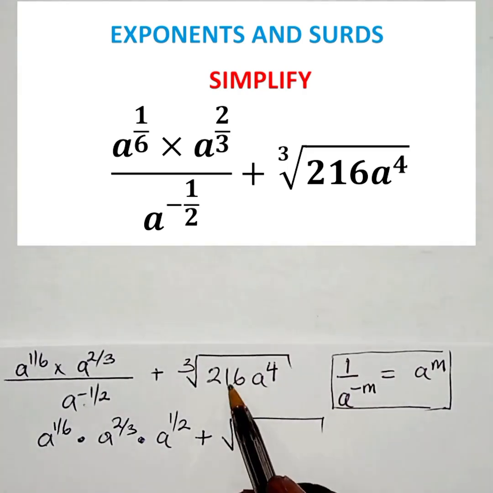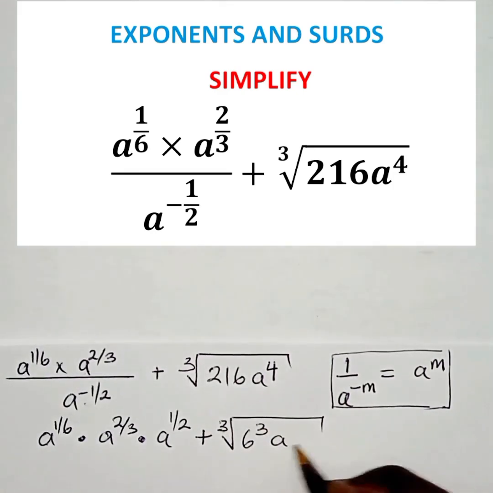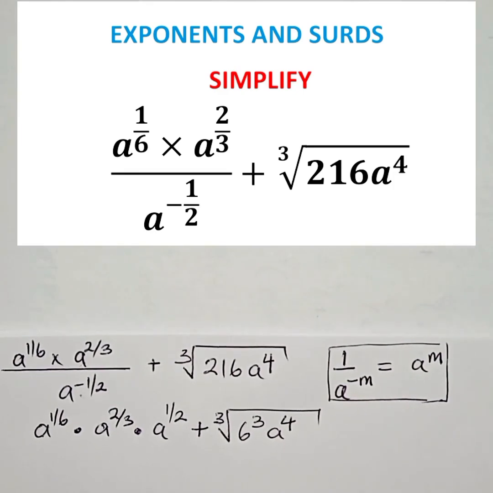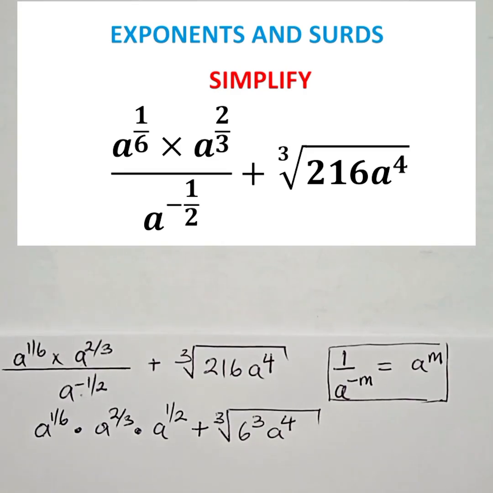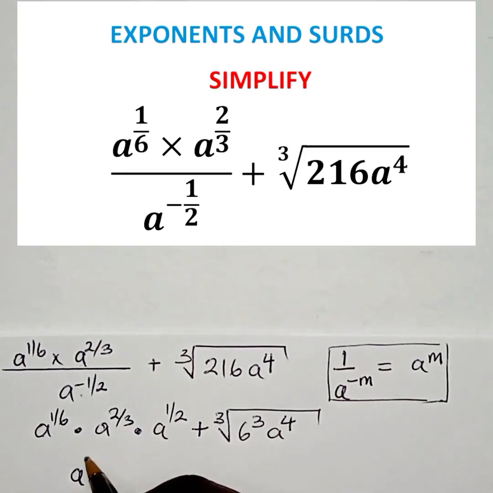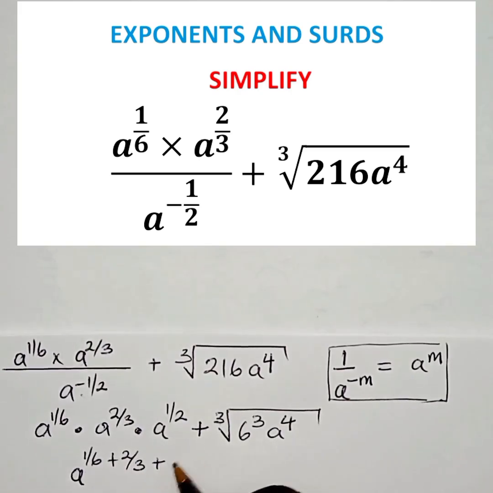On this one, we can rewrite 216 as 6 to the power of 3, a to the power of 4. Right now, we know when the bases are the same, we can add the exponents. So we are going to say a to the power of 1 over 6 plus 2 over 3 plus 1 over 2.